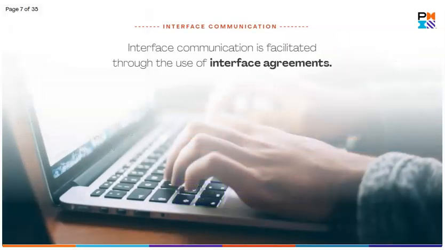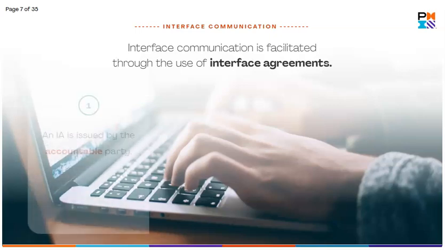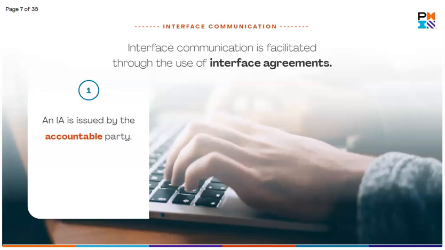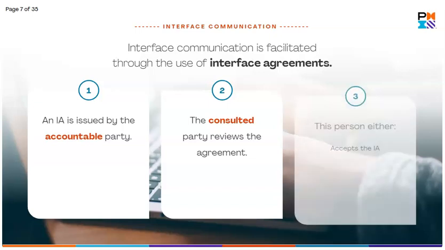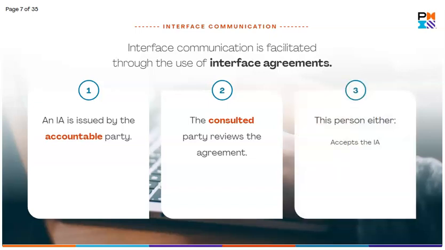Interface communication is facilitated through the use of interface agreements. Let's take a look at the workflow. First, an IA is issued by the accountable party. Next, the consulted party reviews the agreement. Then this person either accepts the interface agreement or provides the deliverable within a specified time frame. If the consulted party is not clear about the requested deliverable or has reservations or concerns about the deadline, he or she will ask for clarification or request a change. This process is a negotiation and continues until all involved parties are satisfied with the content of the agreement and the deadline.